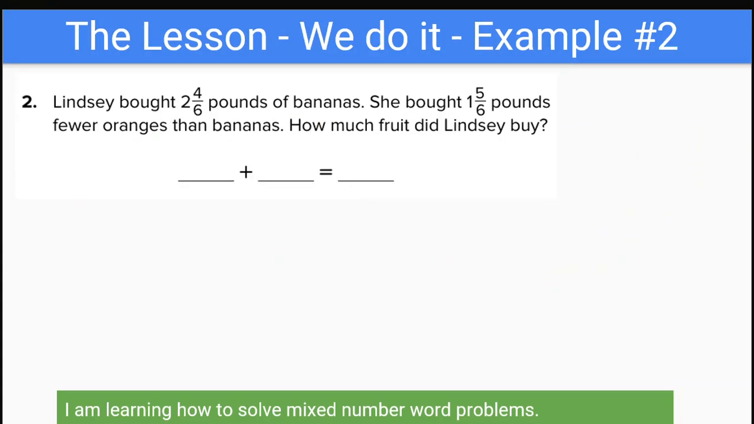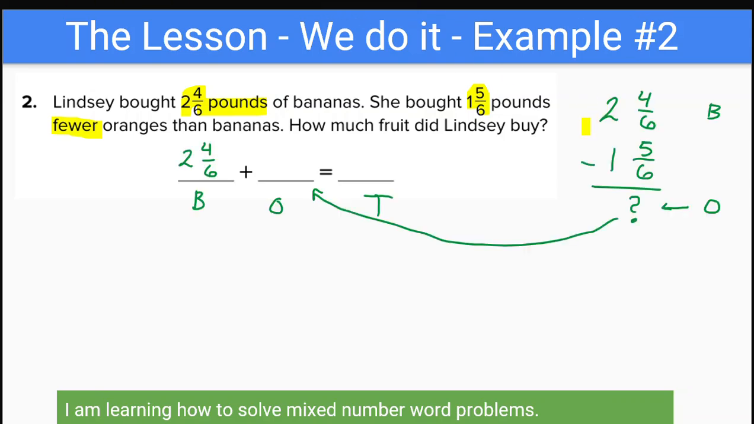Okay, on this problem right here, it says this: Lindsay bought 2 4/6 pounds of bananas. She bought 1 5/6 pounds fewer oranges, okay? So once again, it starts off as a subtraction problem. They said fewer. Okay, so if we set this up right here, she bought 2 4/6 pounds of bananas. So here's 2 4/6, and that's bananas. And then she bought 1 5/6 pounds fewer oranges than bananas. So we need to take away 1 5/6 to find out how many pounds of oranges she has. It's going to be right there.